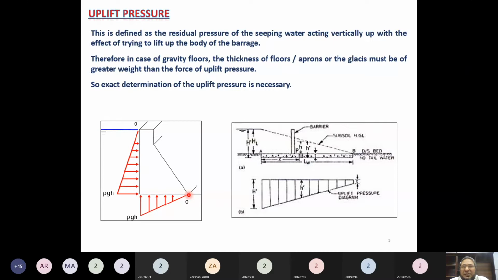Yes? What is the reason? Due to head loss. So the head loss takes place in the direction of flow.